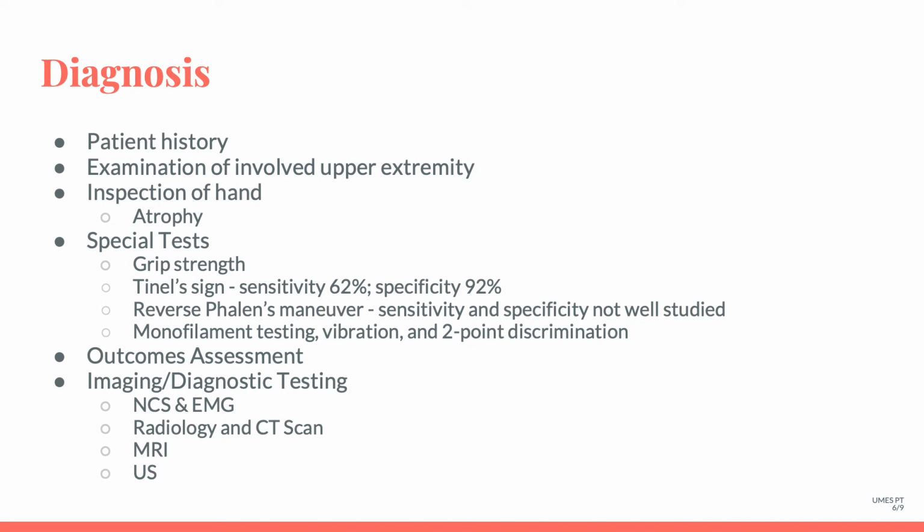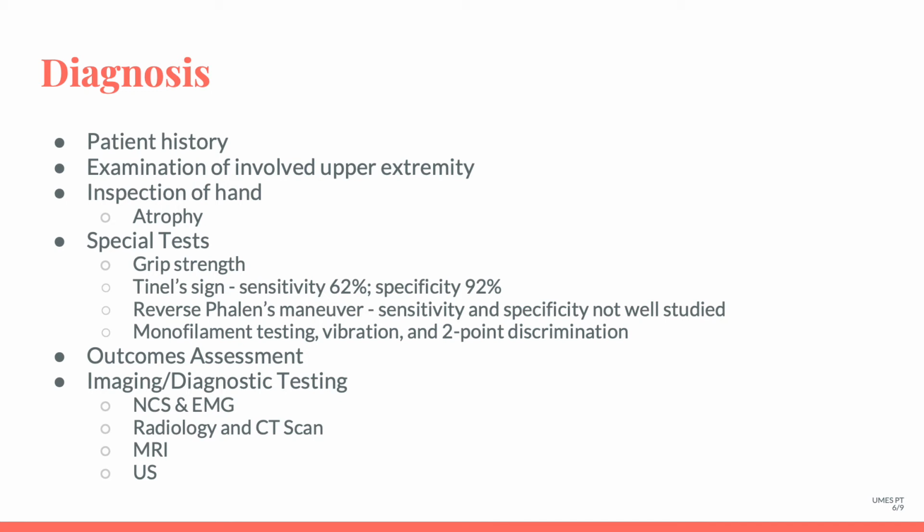And then special tests. So we want to be taking the grip strength test, just checking their grip strength and seeing if there's any damage to the motor root of the median nerve. Tinel's sign, which has a sensitivity of 62 and a specificity of 92, and here we're just tapping the median nerve as it passes under the carpal tunnel.